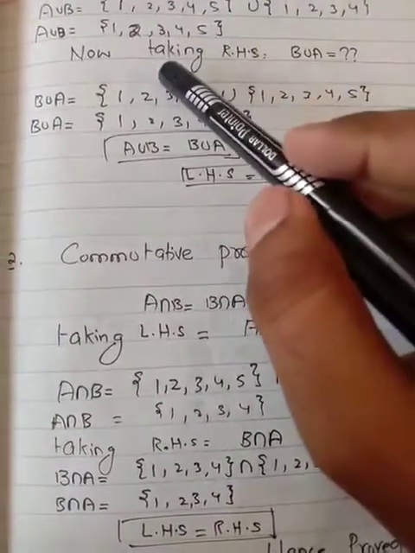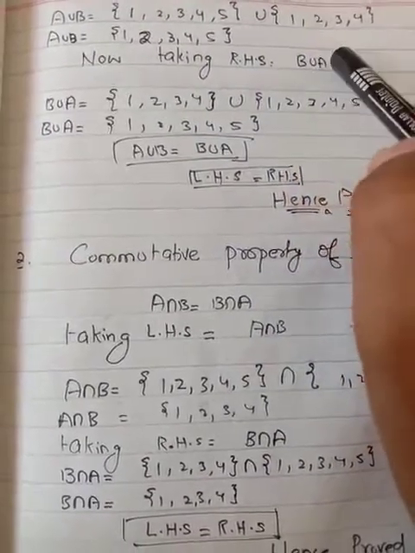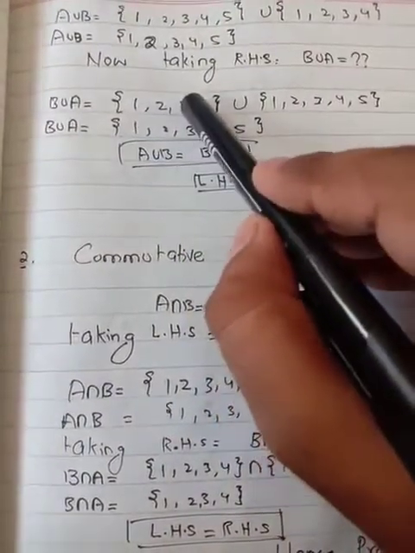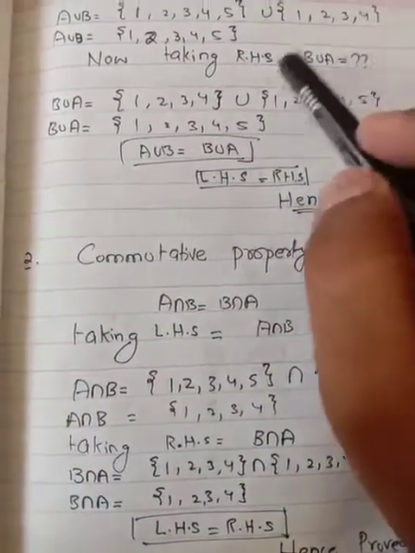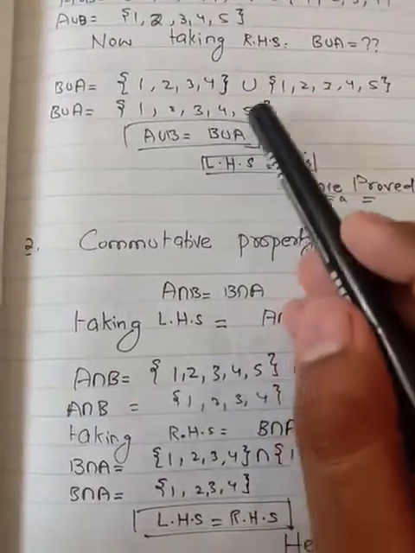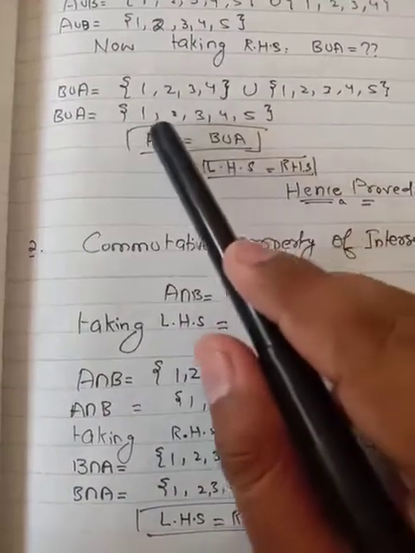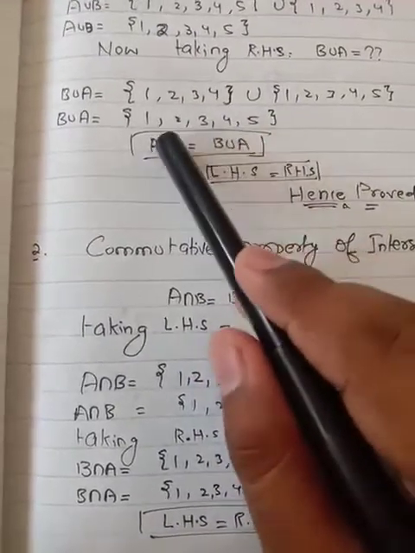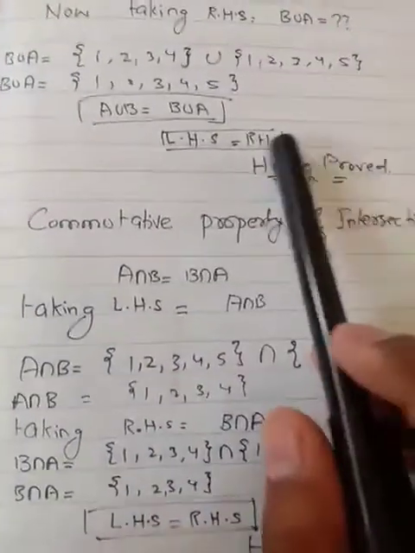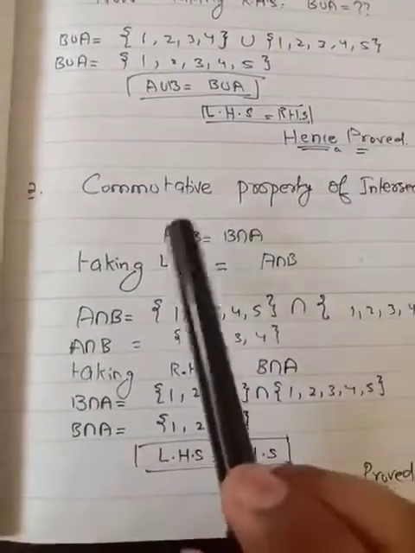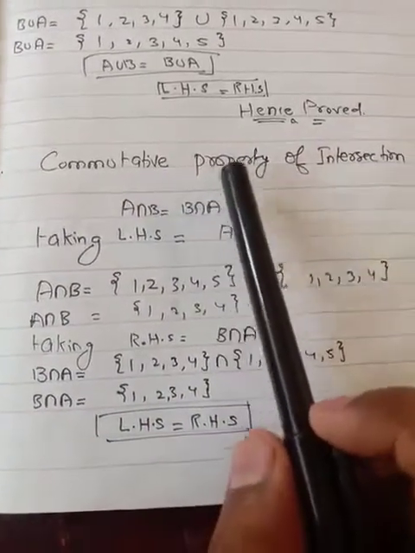Now we will move toward the right hand side, and there we will find B union A. B is 1, 2, 3, 4 and we will find the union with A set, that is 1, 2, 3, 4, 5. The union of both sets will be 1, 2, 3, 4, 5. The answer of this side is equal to the left hand side, hence both answers are the same. So we can say A union B is equal to B union A. Left hand side equals right hand side, hence proved. Here another operation we have to perform, that is the commutative property of intersection.